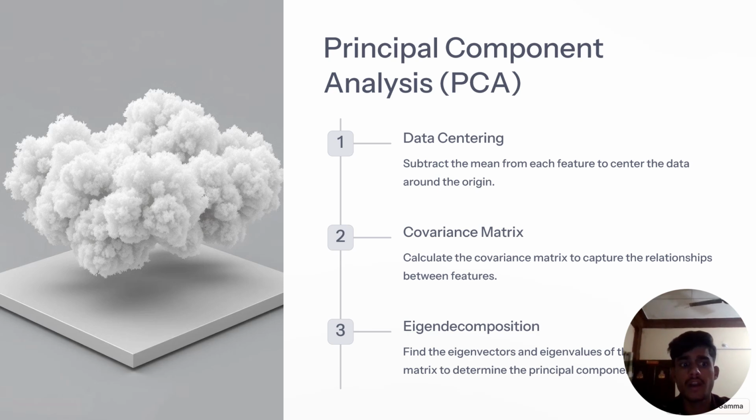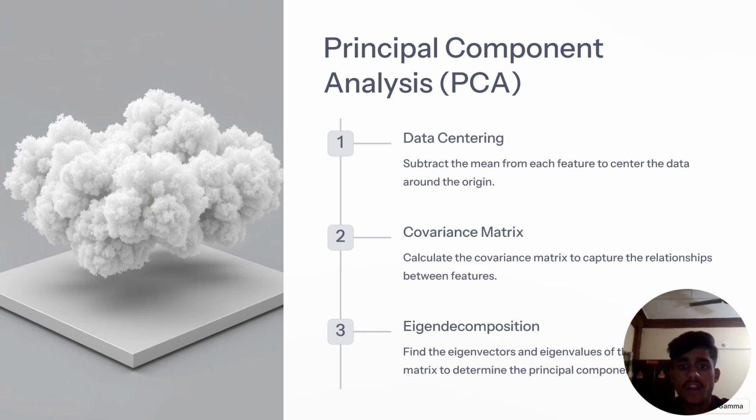Principal component analysis (PCA) is a statistical technique that reduces the number of dimensions in a dataset by transforming it into a smaller set of variables called principal components (PCs). First, data centering. Subtract the mean from each feature to center the data around the origin.